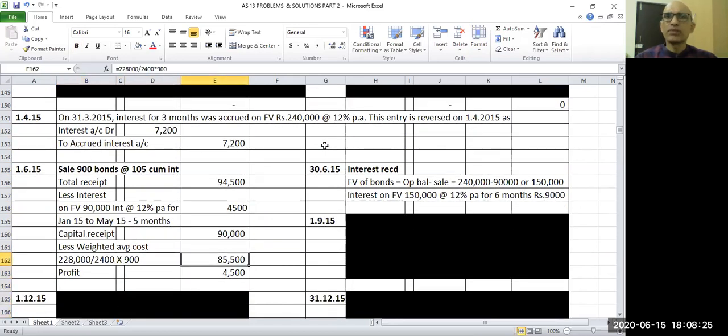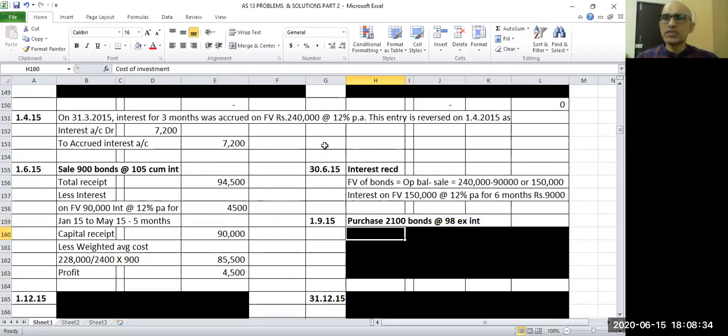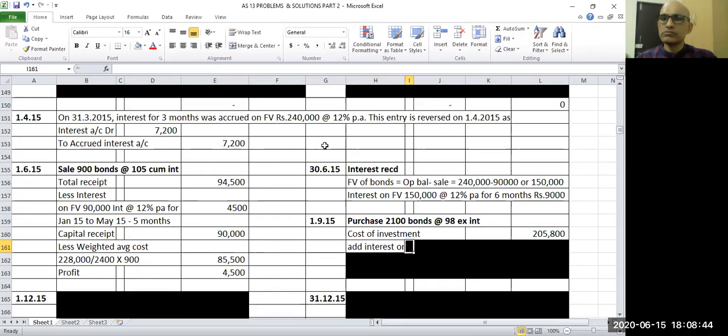Now on 1st September 2015, let us see the calculation. 2100 bonds purchased at 98 rupees ex-interest. So 2100 bonds into 98 rupees, the investment cost is 2,05,800. Plus we have to add the interest. Let us see how much interest is to be added.